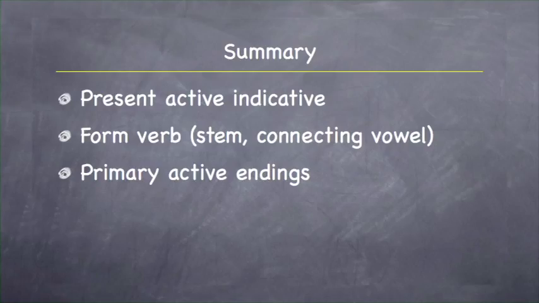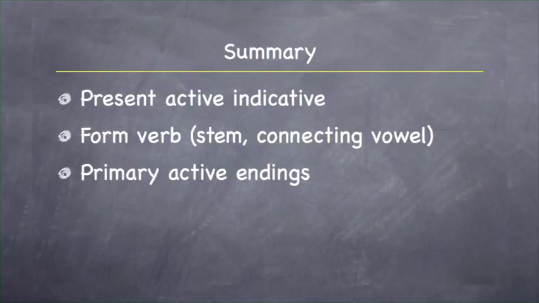Okay, very good. Now let's go ahead and look at what we've learned in this chapter in summary. Well, we've learned the present active indicative. And by present, we're talking about actions that usually occur in present time. By active, we mean that the subject is doing the action of the verb. And by indicative, we're talking about mood and everything's indicative for the time being.